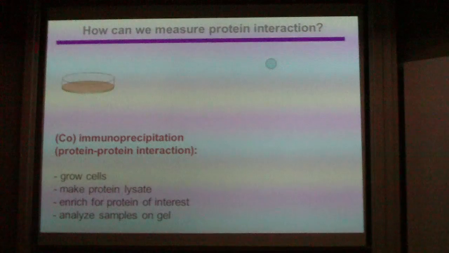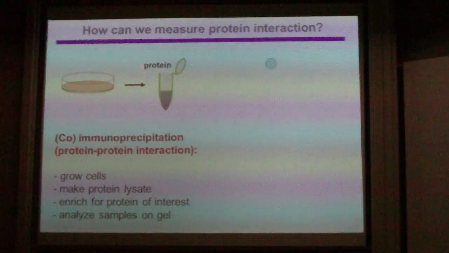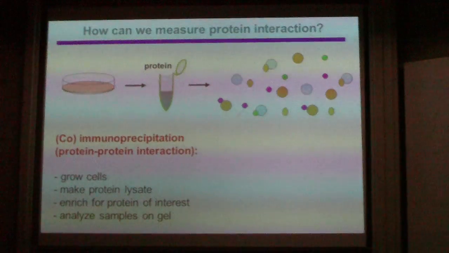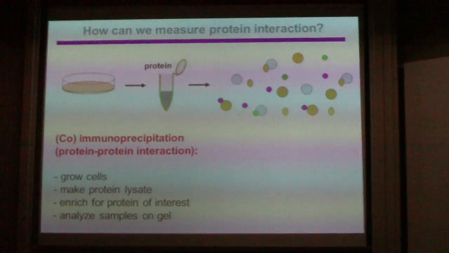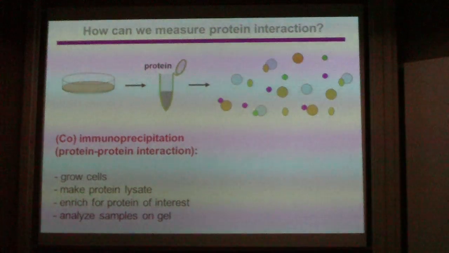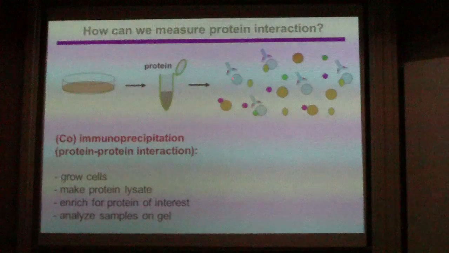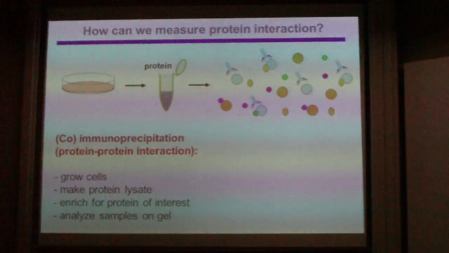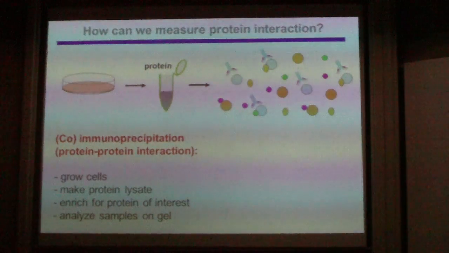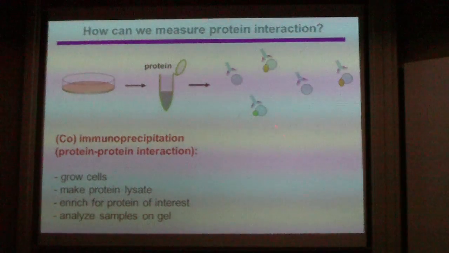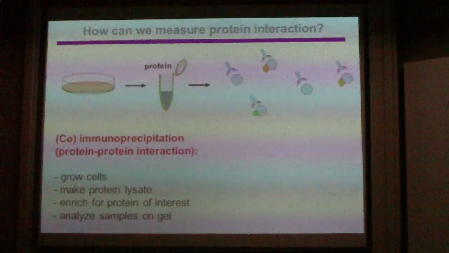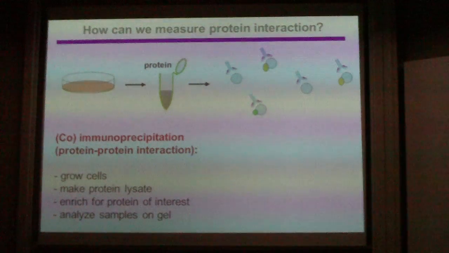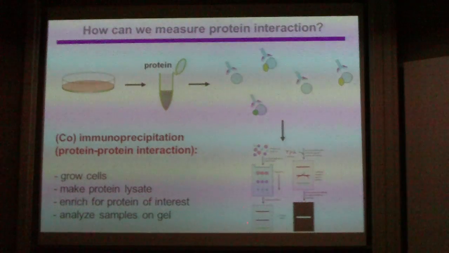Again, we grow cells and we make a protein lysate of it, and you end up with a mixture of all kinds of different proteins. If I am interested in the blue protein, I add an antibody which recognizes this blue protein, and then I wash. During the wash I lose all the proteins which are not bound to the antibody, and I end up with the blue proteins and also with all the proteins which are attached to the blue ones, in this case the green and the yellow ones. Those again you can analyze on the Western blot.